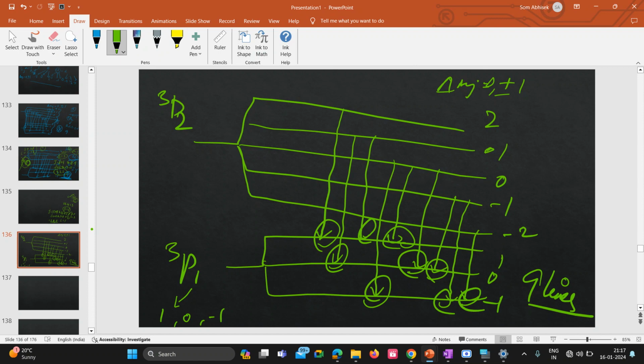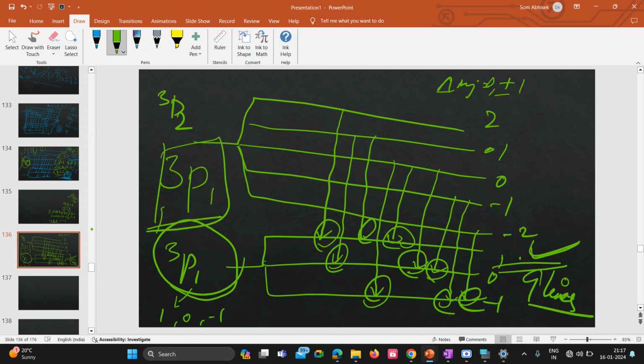Clear? Is it clear? 9 lines possible. So this is your answer finally. Okay. 3P1. In CSIR NET, this will come for 5 marks. So it's worth it if you give it 10 minutes, because giving 10 minutes will give you 5 marks. At the end of the day, you will get 5 marks.